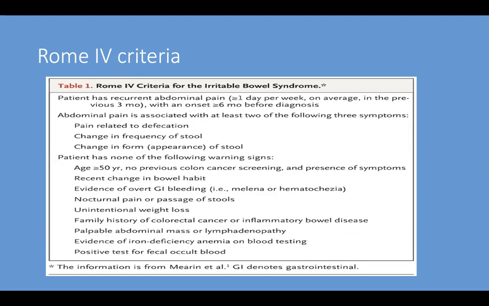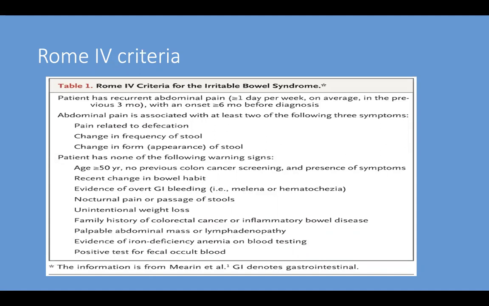Third, change in the form or the appearance of stool. In the book, there is a picture or a diagram of types of feces. Any change from the normal, we would consider IBS. So pain related to defecation, change in the frequency of stool, change in the form or the appearance of stool. If anyone has any questions, please ask.